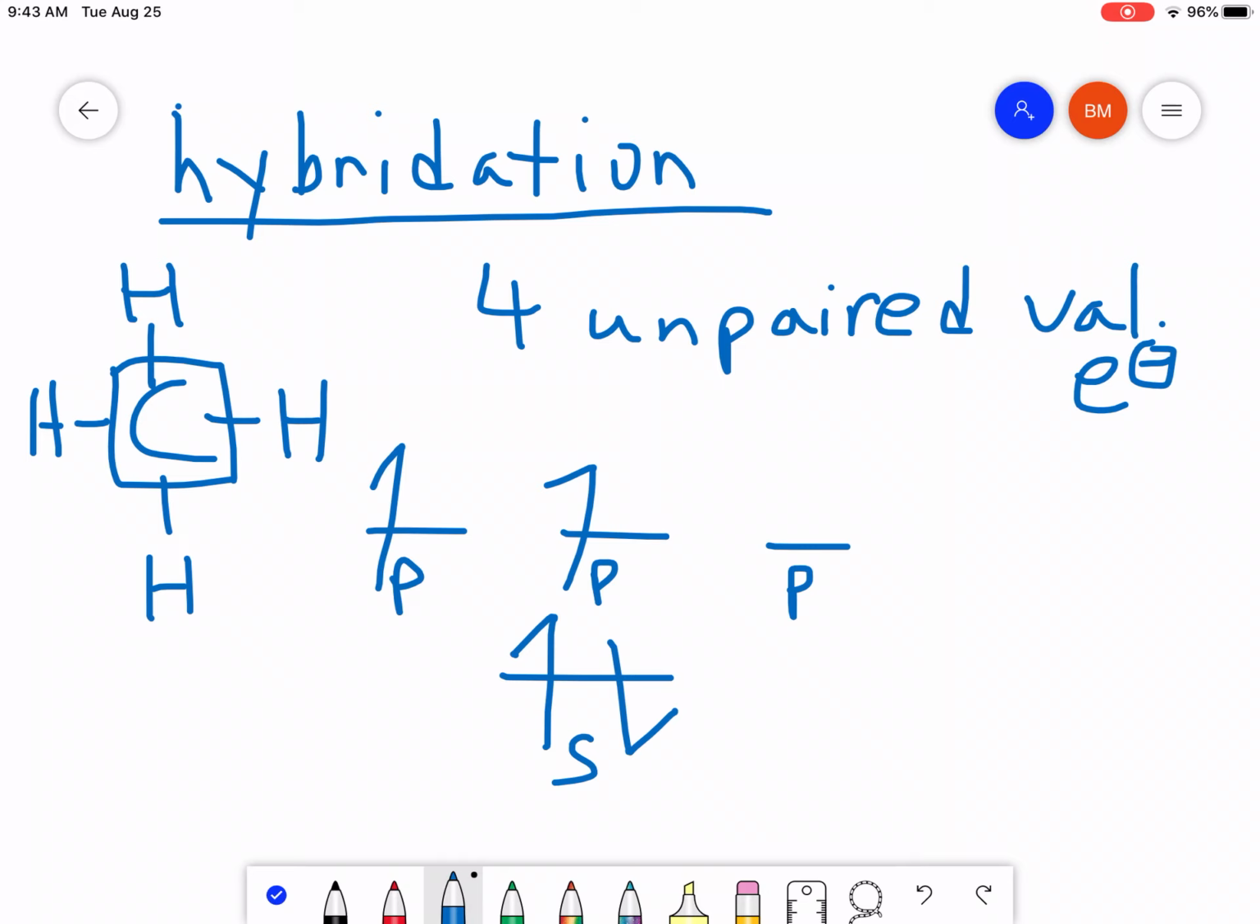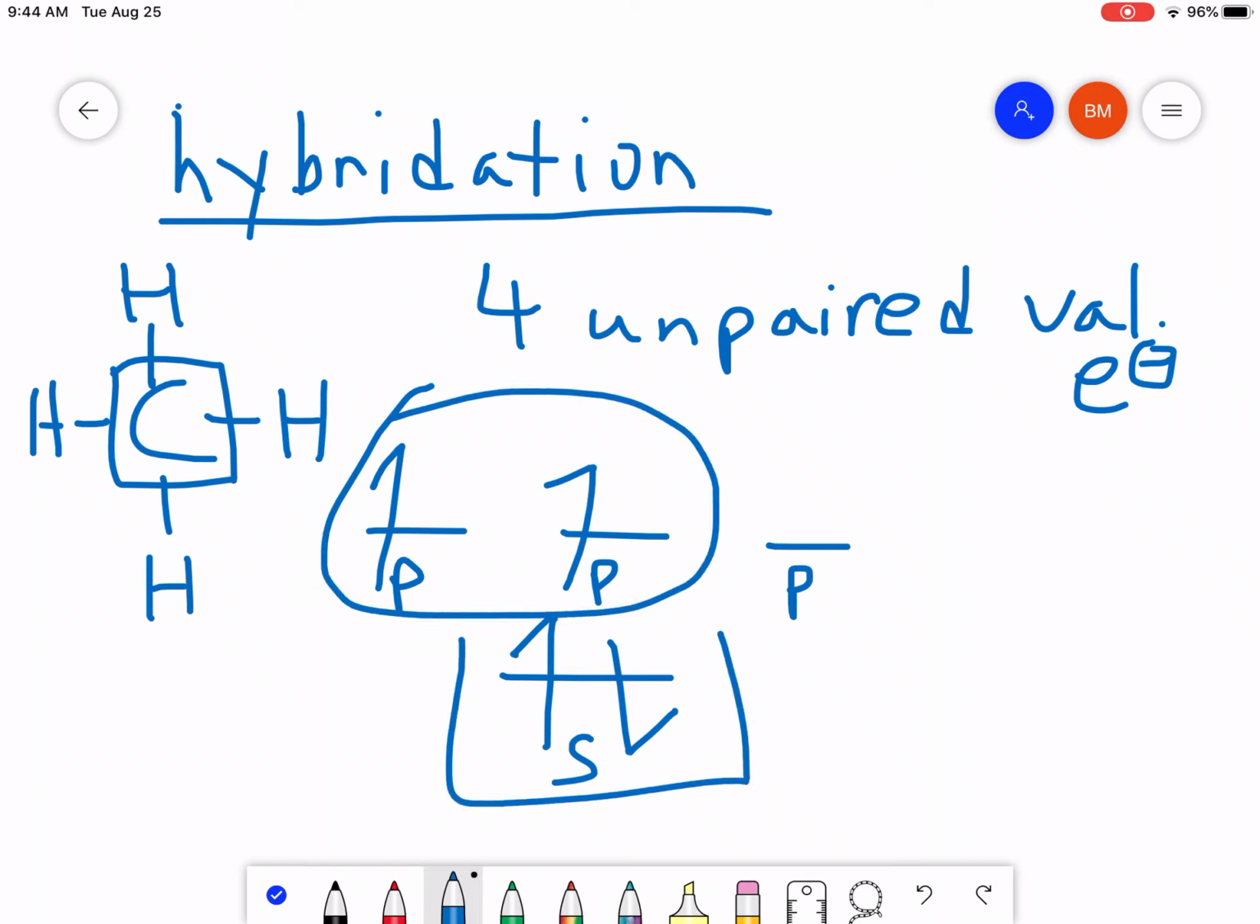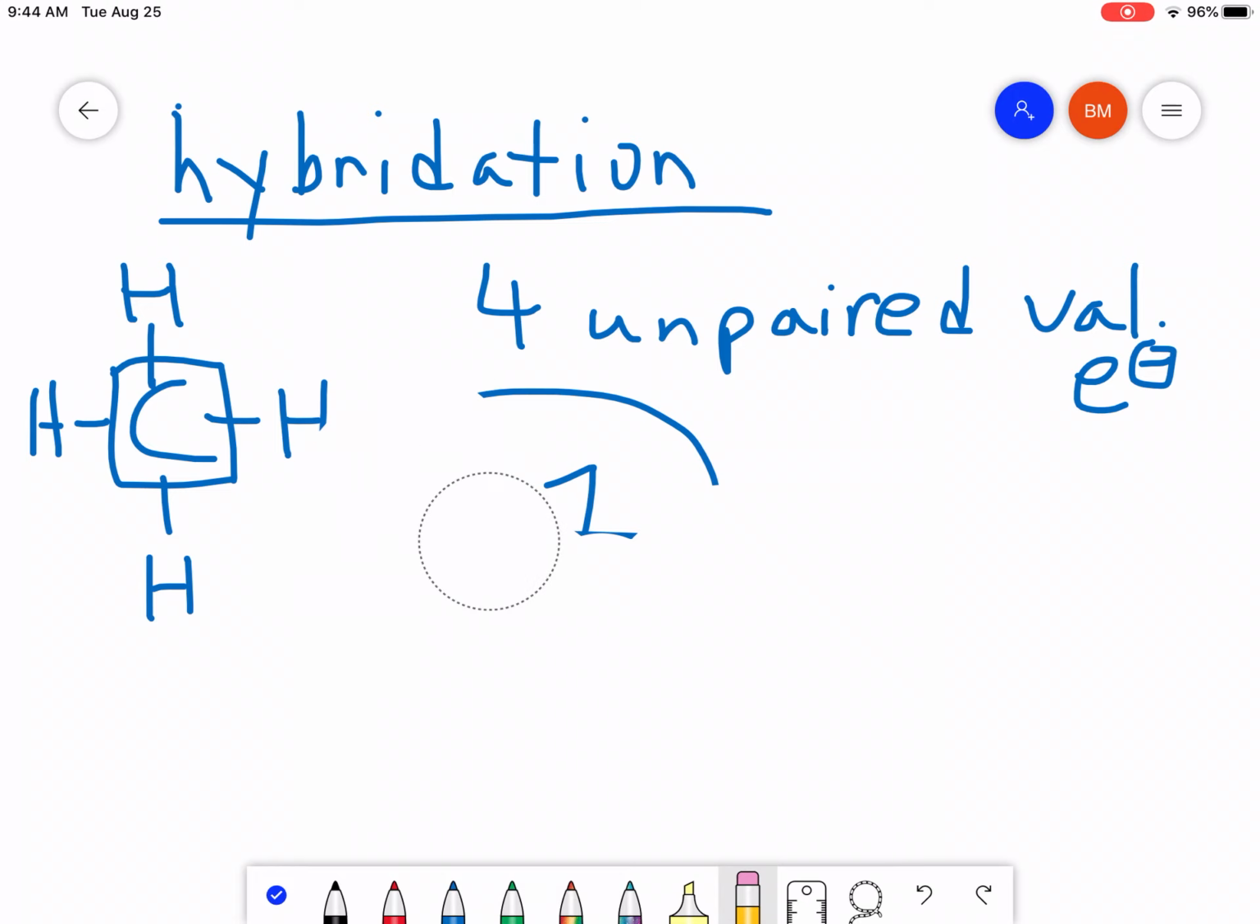Now look at this. We know carbon has 4 bonds. We know it needs to have 4 unpaired valence electrons. But if you look here, I only see 2. The other 2 are in a pair already. They're happy. They're not going to bond. So according to this model, this carbon should only make 2 bonds. So you can see there's a deficiency there. There's a disconnect. This model does not accurately describe what happens with that carbon atom. And that's where hybridization comes in.